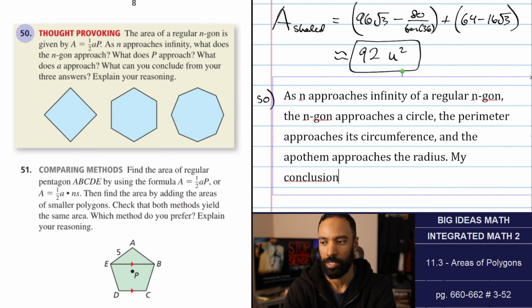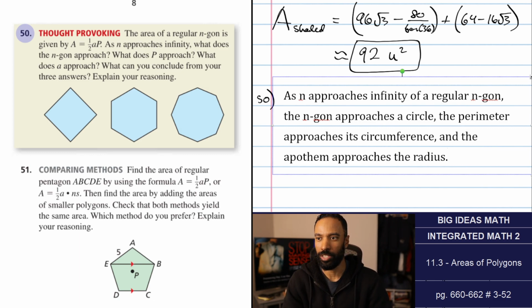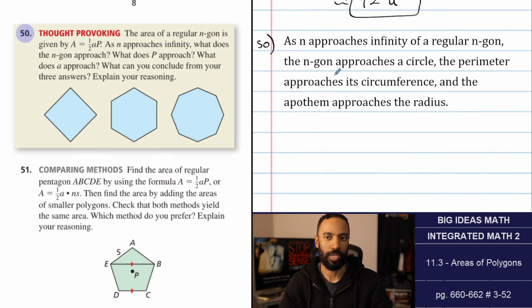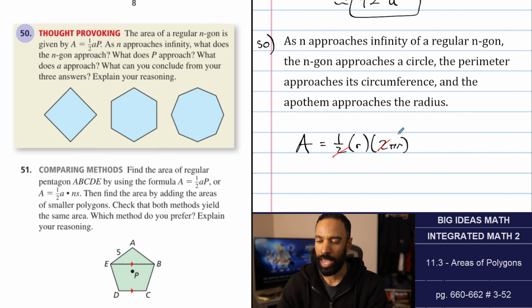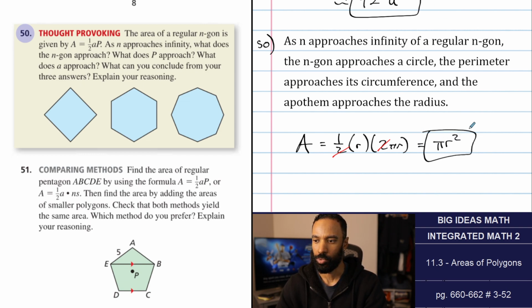My conclusion is that the area of an... Oh, I don't know if we want to calculate something or not. So let's try this. This goes to the area of the circle they already gave us before. Area is 1/2. Now if your apothem is the radius times the perimeter, the circumference, you get 1/2 times 2 pi r. 1/2 times 2 is 1, and r times pi times r is pi r squared. So, conclusion.